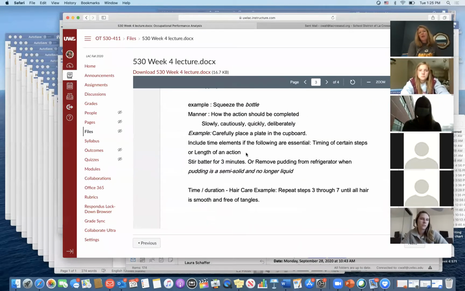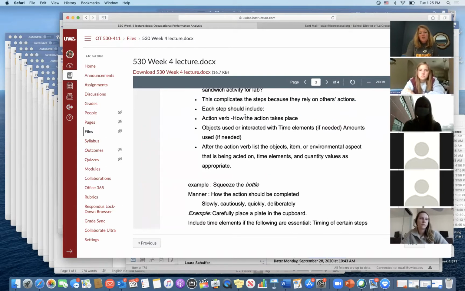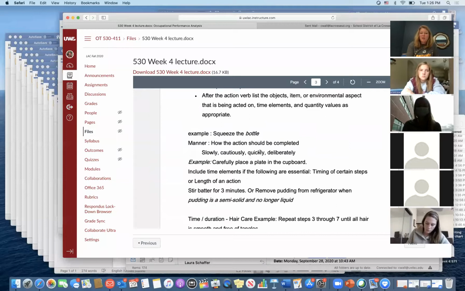Okay, so I kind of mentioned the how; I think I jumped ahead just a little bit. Each step should include an action verb, how the action takes place, all of the objects, all the materials needed, any time considerations, and then the qualities, like the adverbs, how to do things slowly or carefully or cautiously, the manner in which they should be done. So, carefully put the plate on the cupboard.